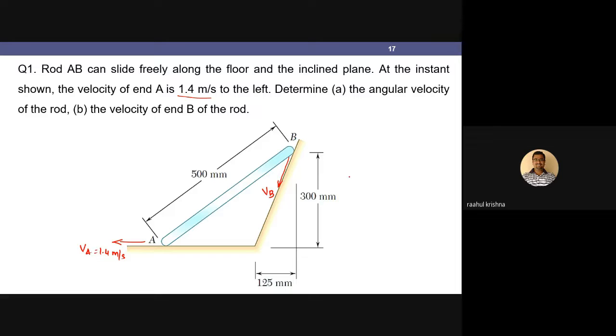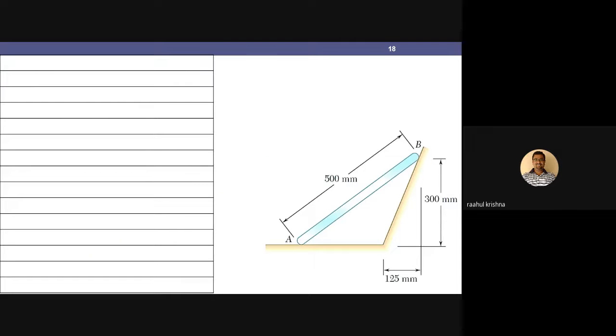Then I have to get the angles. I'm not given any of the angles; I am only given all the lengths. So from the given lengths we'll have to get the angles, and I am supposed to find the angular velocity of the rod and the velocity of the end B of the rod. Now we'll see how to proceed. Firstly, let me mark VA. Then here, let me mark VB.